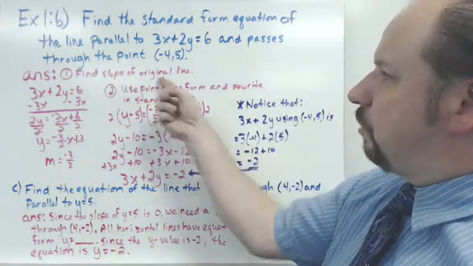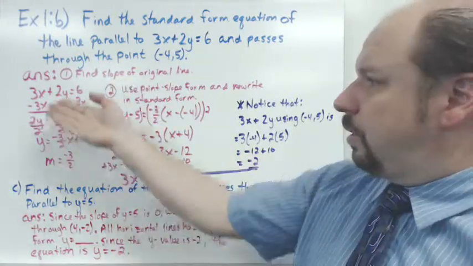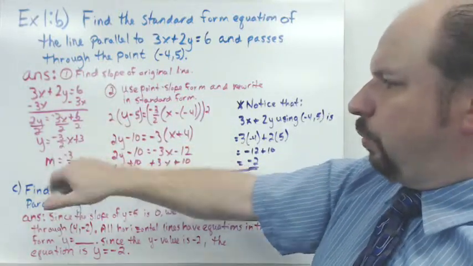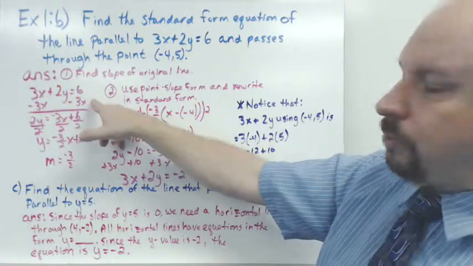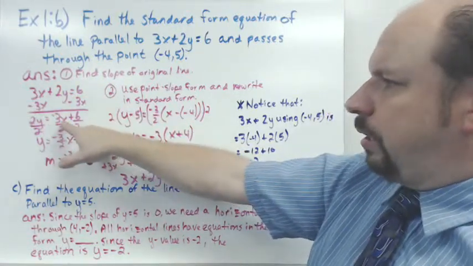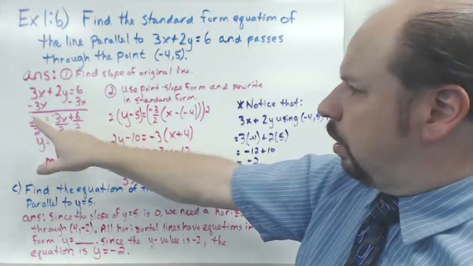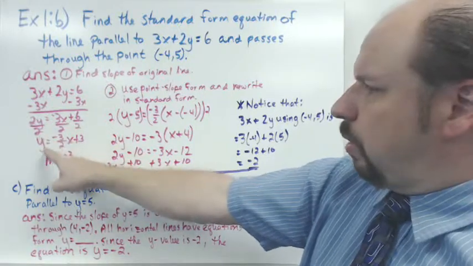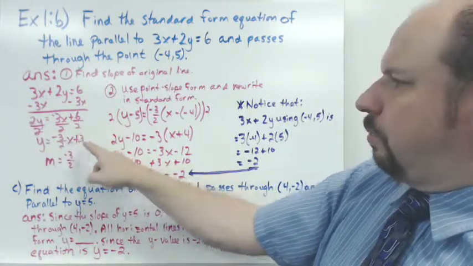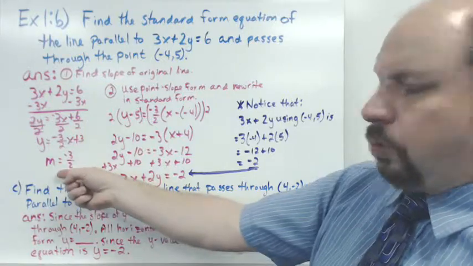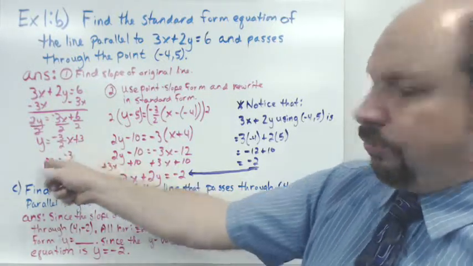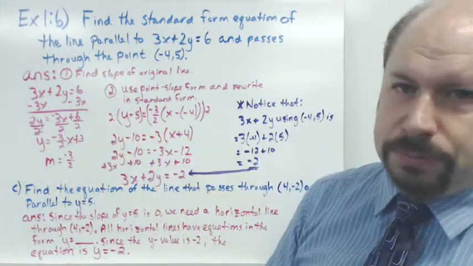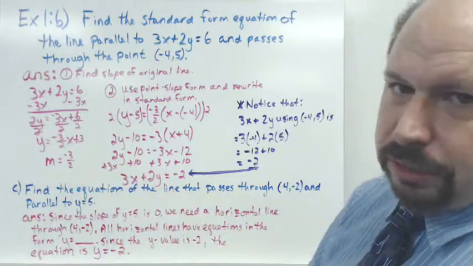So we do need to find the slope of the original line. So to do that, let's take our standard form equation and rewrite it in slope-intercept form. So subtract 3x from both sides. We get 2y equals negative 3x plus 6. And then divide everything through by 2. So we get y equals negative 3 halves x plus 3. So our slope is negative 3 halves. That's really the information we needed from that, is the slope. We didn't necessarily need the y-intercept, but that's okay. We know the slope is negative 3 halves.